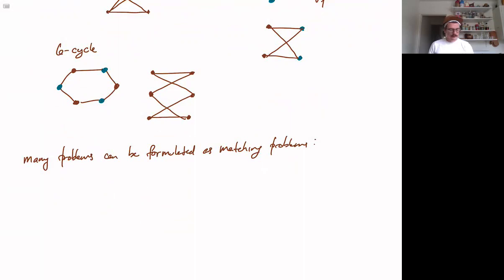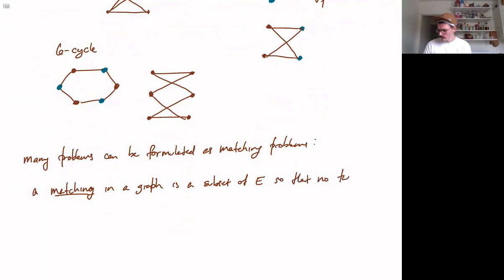And what does that mean? A matching in a graph is a subset of edges satisfying the property that no two edges in the subset share a vertex.